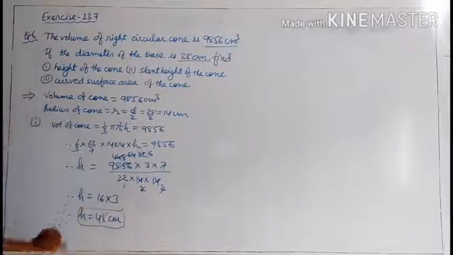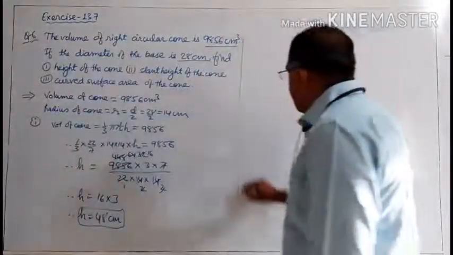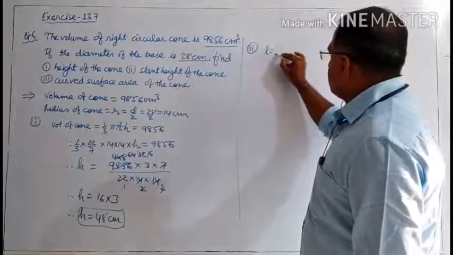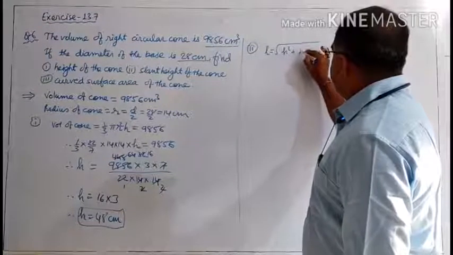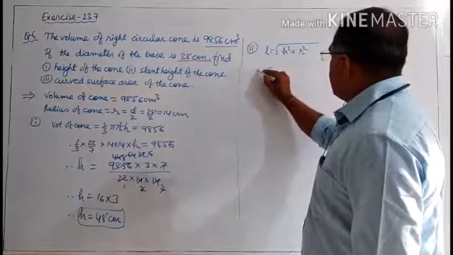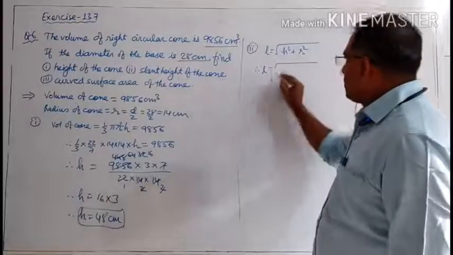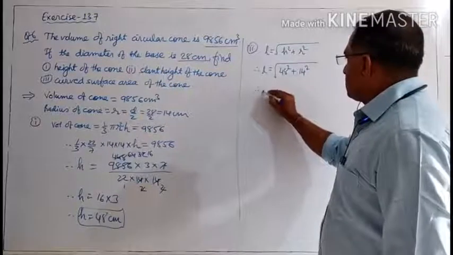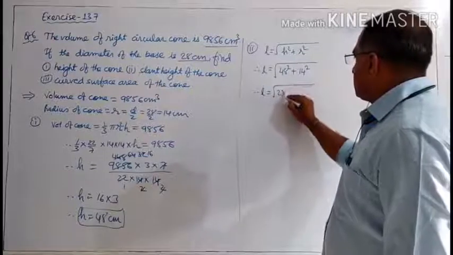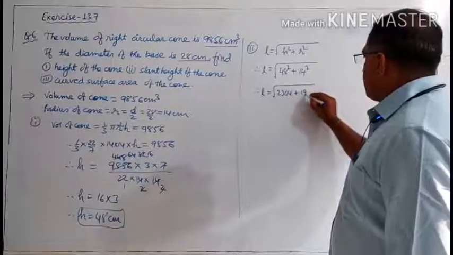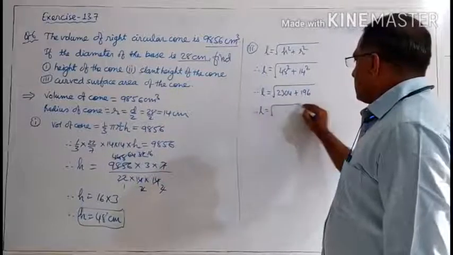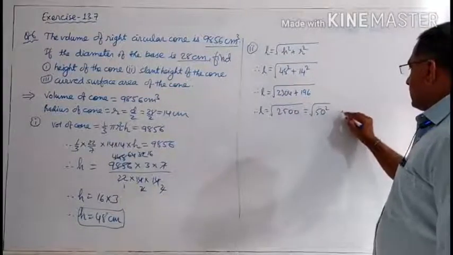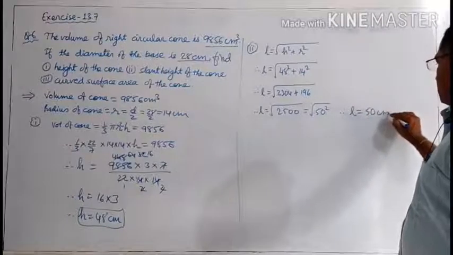So this is the height. Next is slant height. As we know, slant height is equal to square root of h square plus r square, and therefore slant height is equal to square root of, height is here 48 square plus radius is 14 square. So therefore slant height is equal to square root of 48 square, that is 2304, plus 14 square, that is 196, and therefore slant height is equal to square root of 2500, and that is 50 square, and therefore slant height is 50 centimeter.